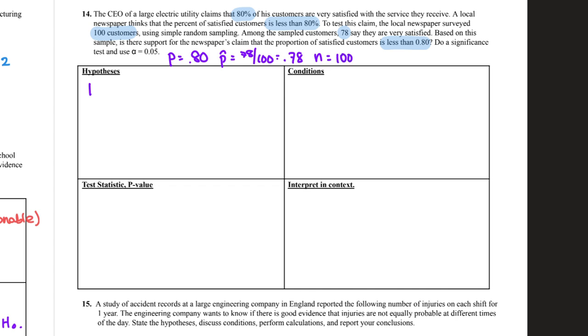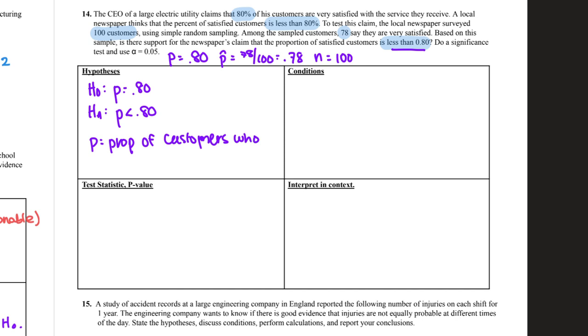All right, so writing out our hypotheses, this is a one sample proportion. So the null is P equals 0.80. Our alternative is what we're trying to prove. We're trying to prove that it's less than 80%. P represents the proportion of customers who are satisfied with their service.